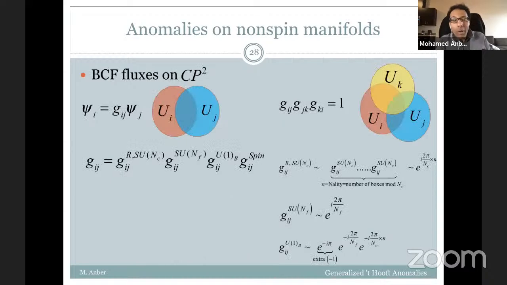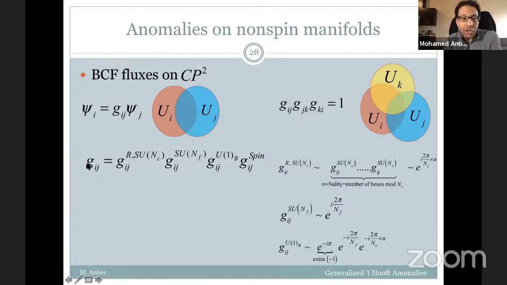So now, how am I going to turn on the BCF fluxes on CP2? I'm going to play the exact same game I played before, just paying attention to an extra factor in order to take care of the fact that CP2 is non-spin. So again, I have my transition functions, Gij, and these transition functions have to satisfy the cocycle condition on the triplet overlap of Ui, Uj, Uk.